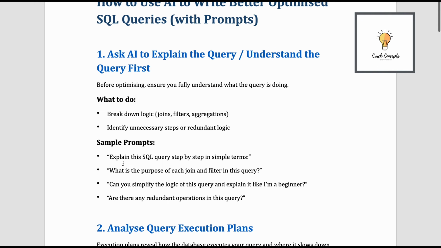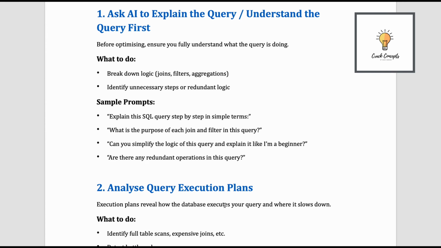Some sample prompts would be: explain the SQL query step by step in simple terms, or explain it like I am a beginner. Can you simplify the logic of this query and explain it like I'm a beginner? You can add terms like explain it like a beginner, or in simple words, or in layman's terms. You can add these in your prompts for AI to explain it to you in the simplest words. What is the purpose of each join and filter in this query? All of these are some sample prompts that you can use in order to understand the query better.